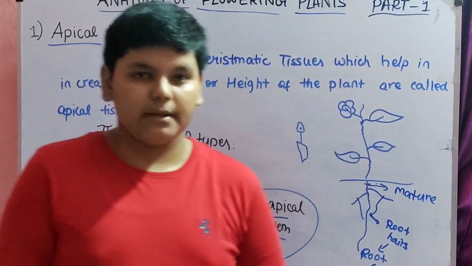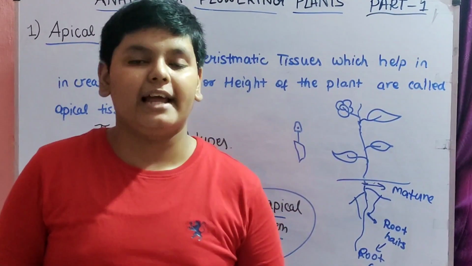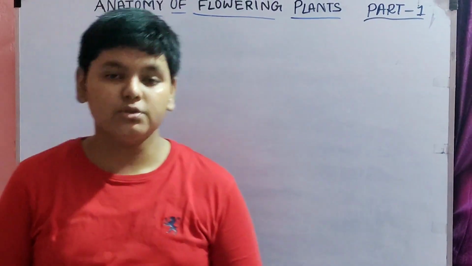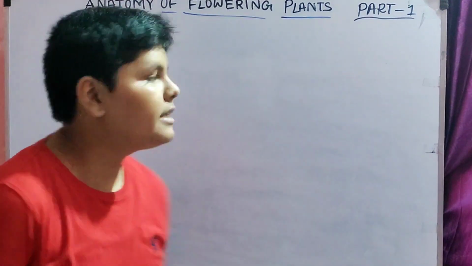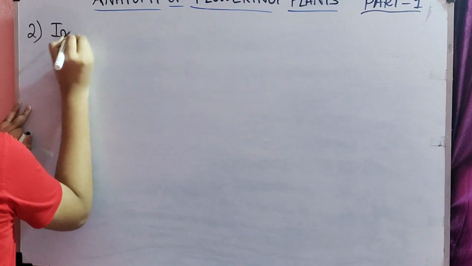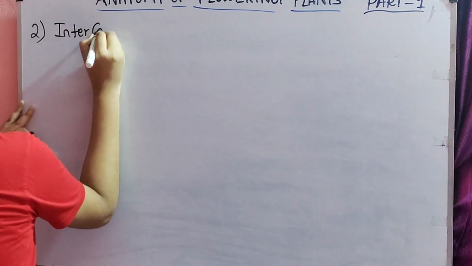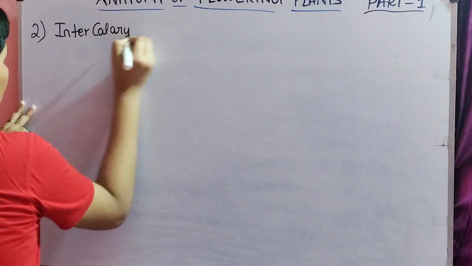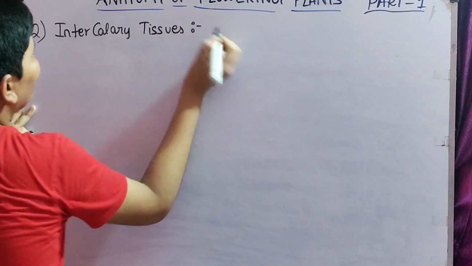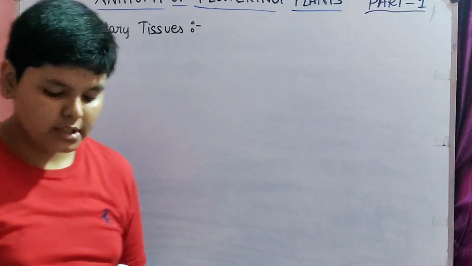Now we will be discussing the second type of meristematic tissues, which are called intercalary tissues. So the second type is intercalary tissues. Now what are intercalary tissues?